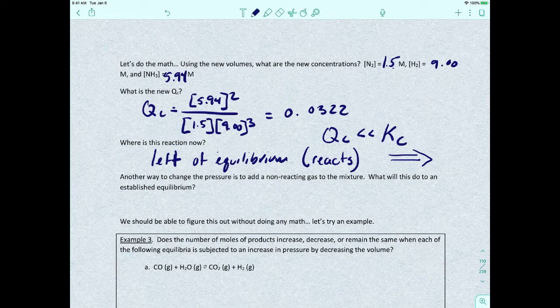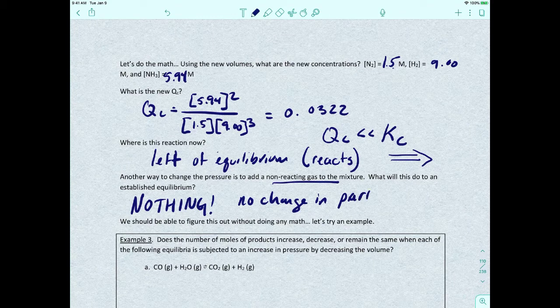So another way to change the pressure is to add a non-reacting gas to the mixture. What will this do to an established equilibrium? Nothing. So adding a non-reacting gas to the mixture does nothing. So there's no change in the partial pressure. And because there's no change in the partial pressure, it's inert. So it doesn't react. All that non-reacting gas is doing is just increasing the overall pressure.